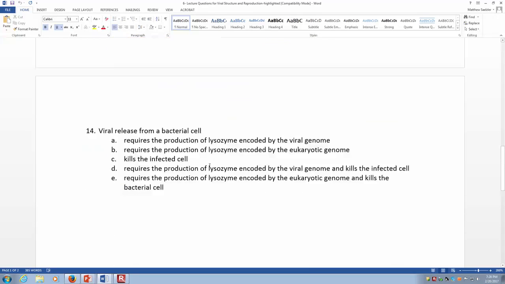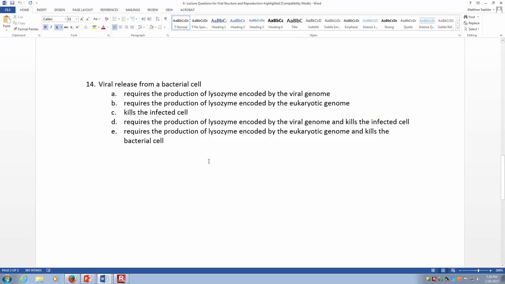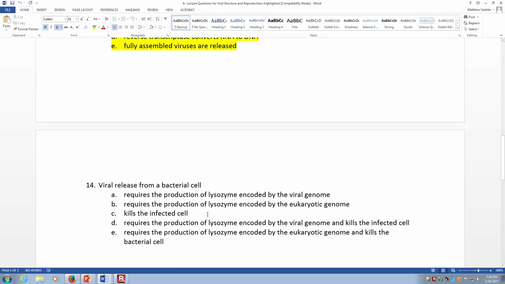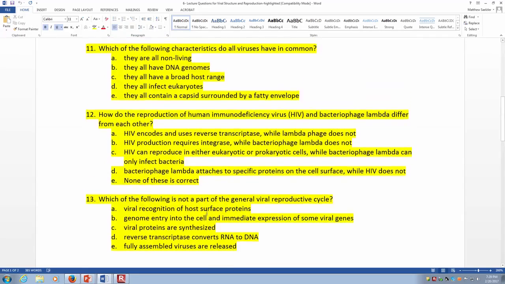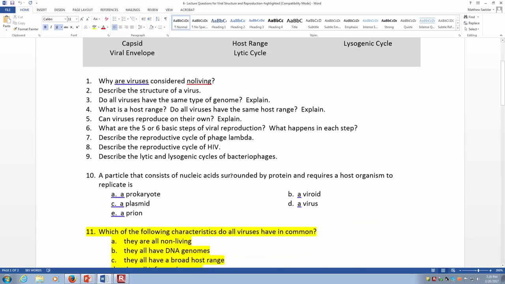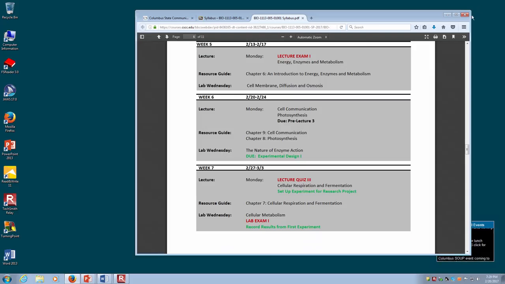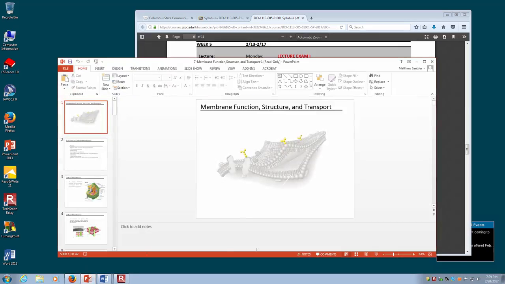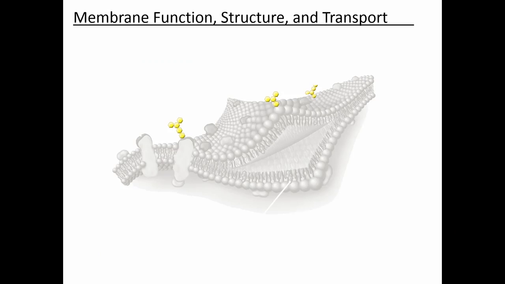Okay, are there any other questions that you guys want to go through from this lecture questions list? Okay. So let's move on to the next topic then. And this was actually the topic that your lab covered last week. So we're on membrane function, structure, and transport.